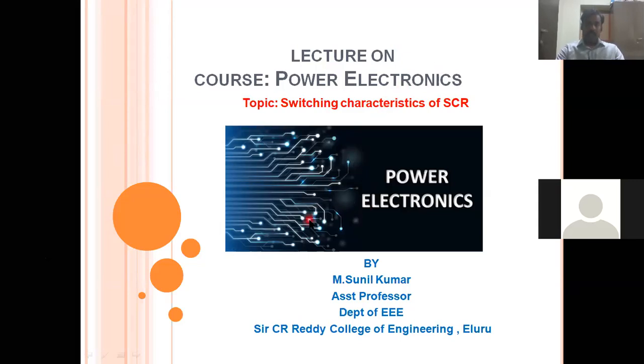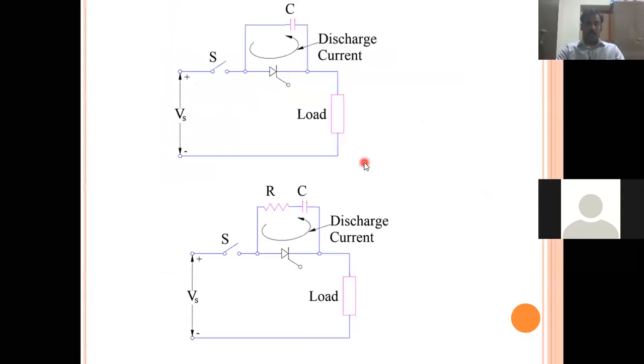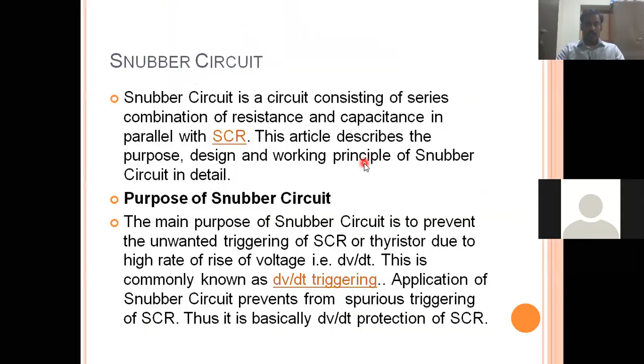That is what we considered, and those commutation circuits are going to be classified into 6 types: class A to E and class F, isn't it? Okay, then after that, the topic which we need to consider here is the protection circuits. We need to consider the protection circuits for the SCR.